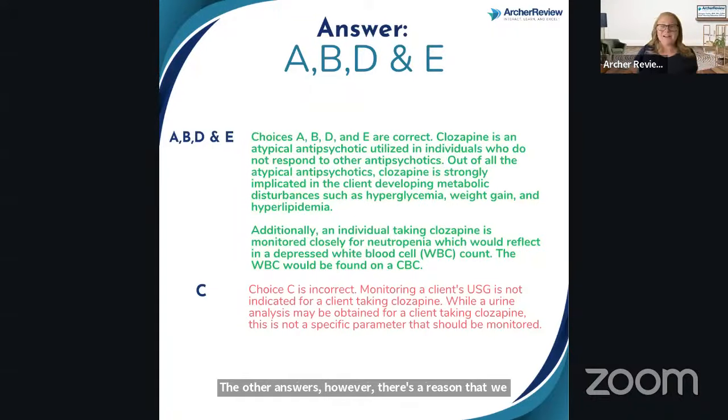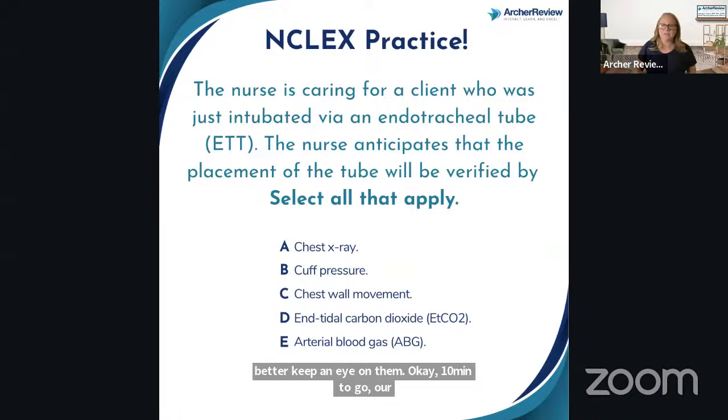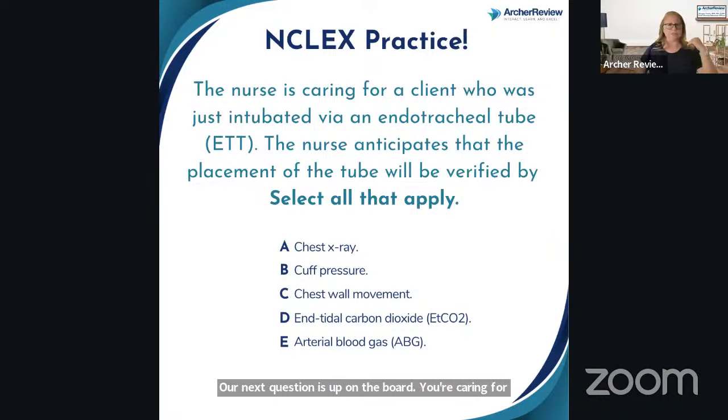Okay, 10 minutes to go. Our next question is up on the board. You're caring for a client who was just intubated with an ET tube. The nurse anticipates that they're going to verify placement of the tube in what ways? There's a lot of ways that you can verify tube placement. How are we going to do it? Chest x-ray, cuff pressure, looking for chest wall movement, end-tidal CO2, or an ABG? Which ways are appropriate? What do you guys think?